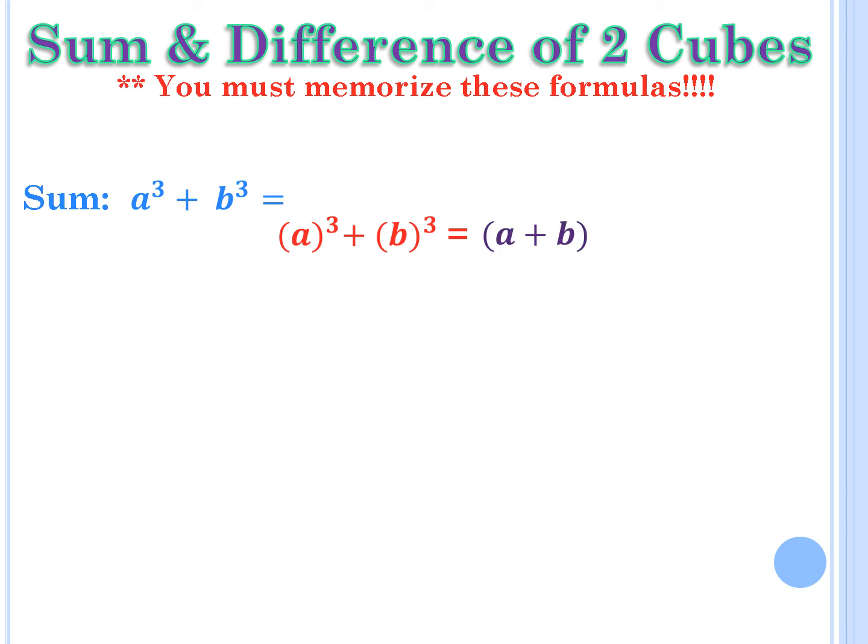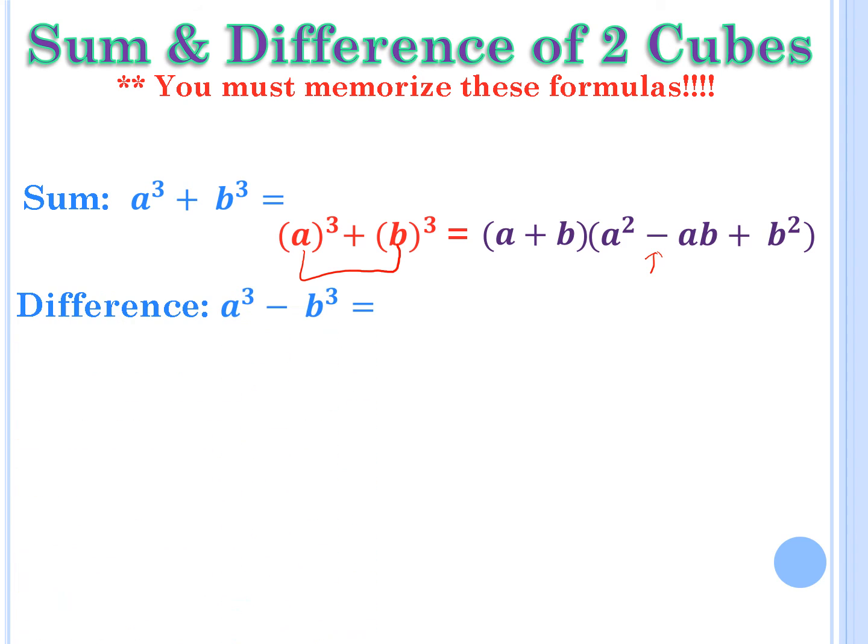Now, here's how the formula breaks down. You're simply going to take this a and this b, and you're going to say a plus b. And then in your second parentheses, you're going to take the a and square it. If it's plus, this symbol becomes minus. And then you're going to do a times b, and then plus b squared.